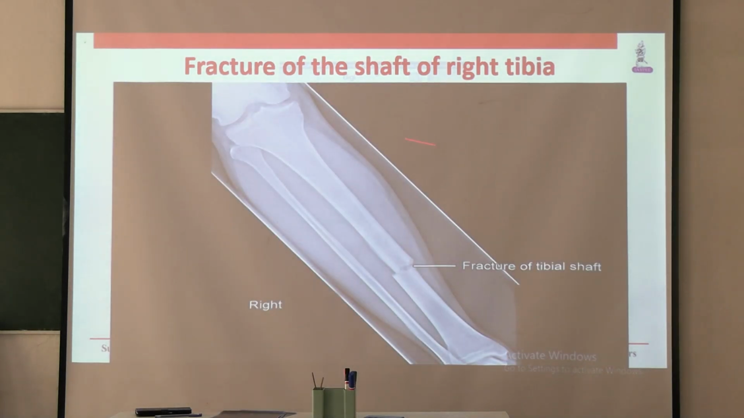Next we go to fracture of shaft of right tibia. Here you can see this is tibia and this is the fracture line, and fracture is also displaced, and fracture is occurring at the junction of upper 2/3 and lower 1/3 of the tibia. Okay, understood?